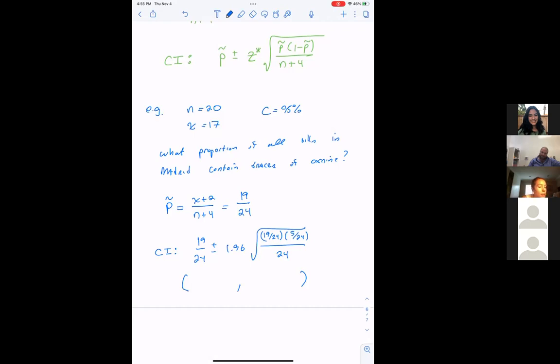Okay, so I got 0.62919 and 0.95414. And that's what I got by hand. So if you're going to use the small sample confidence interval in your calculator, make sure not to put in the X and the N, but the X plus 2 and the N plus 4. Those are your real X and N's.